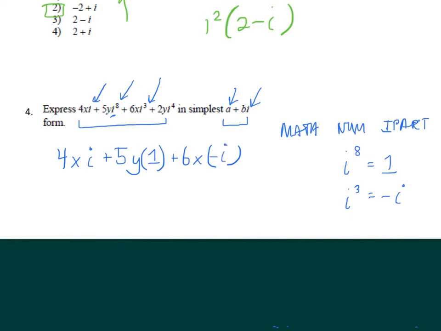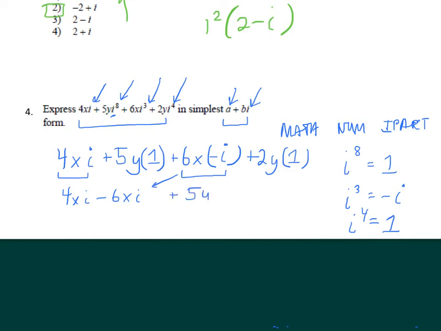So there's a negative i here, plus 2y, and we have a spot for i to the 4th, and i to the 4th is equal to 1 as well. So there's a 1 here. As we're moving along, 4xi plus 5. The 4xi has an i, and this 6x times negative i, which is negative 6xi, has an i. I'm just going to group these together so you can see. I'm bringing the negative 6xi here, and then I'm going to add the 5y, and then the 2y.